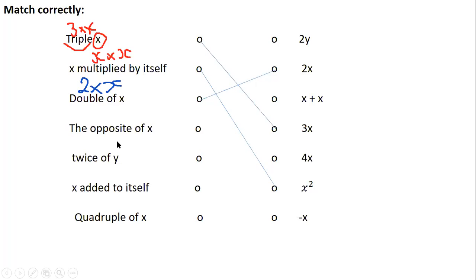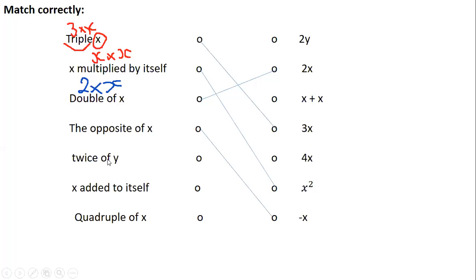Now, what is the opposite of x? When we talk about opposite, it means opposite sign. The opposite of positive is negative, and the opposite of negative is positive. Because x is positive, its opposite is negative. So the opposite of x, yes, is minus x.